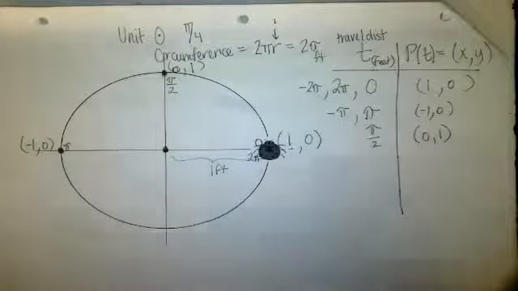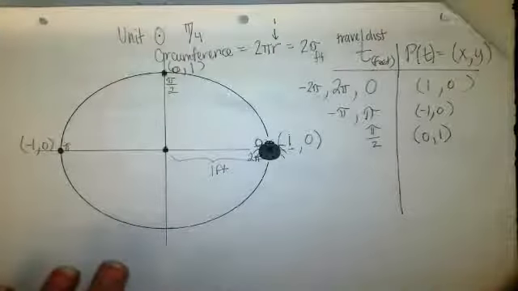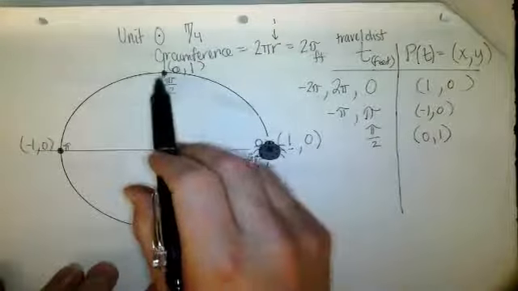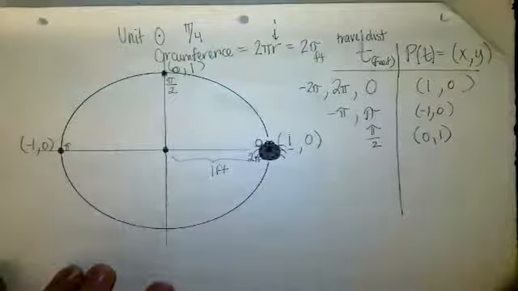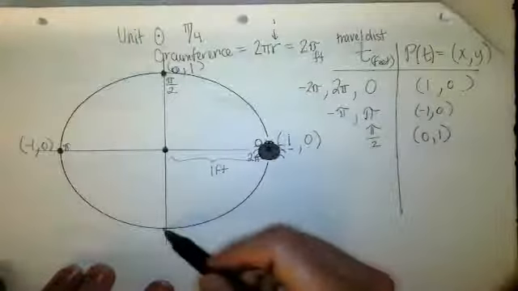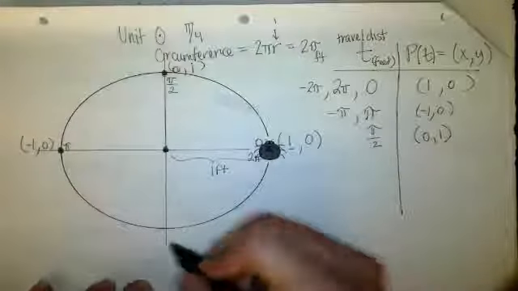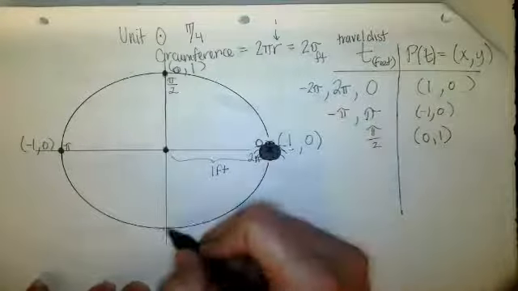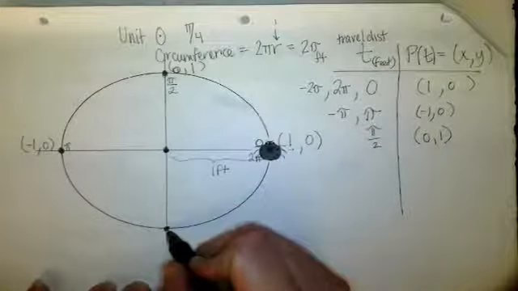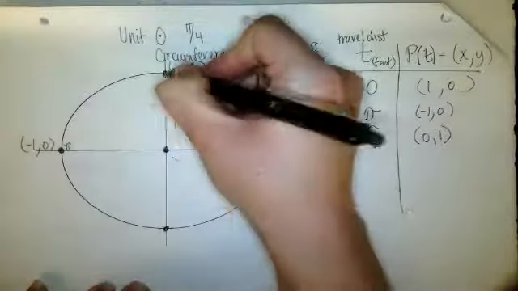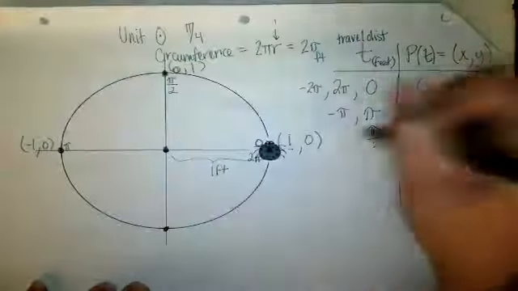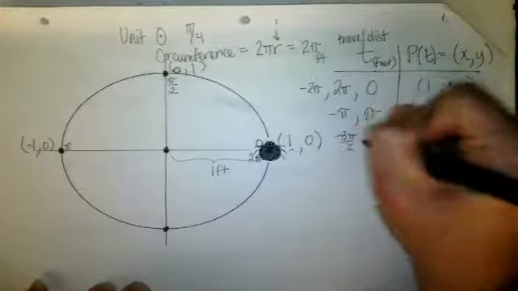So wait a minute. I have a question. She can go pi over 2 to get there. What if she's going in the negative direction? Negative pi over 2 takes me this far. Negative 2 pi over 2 up here would be negative 3 pi over 2.